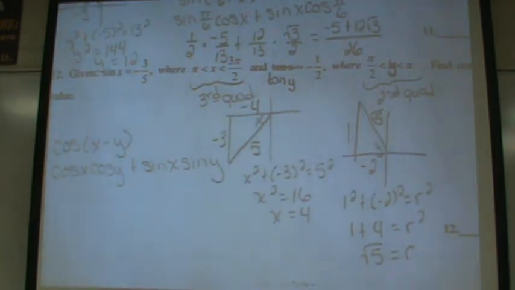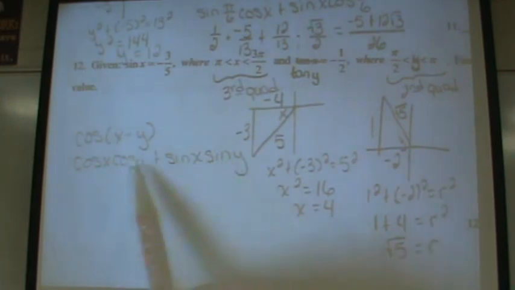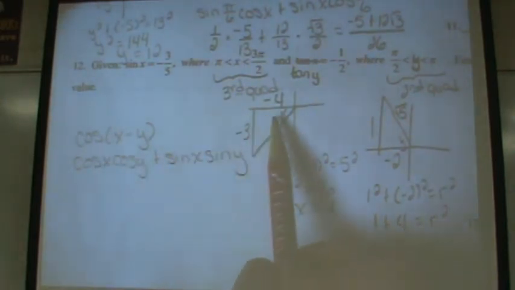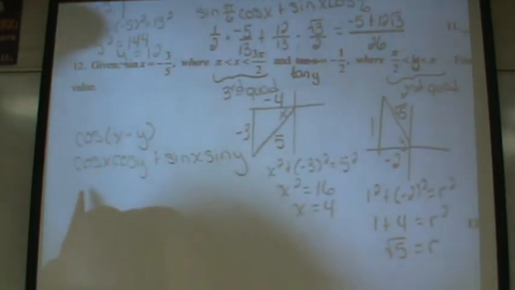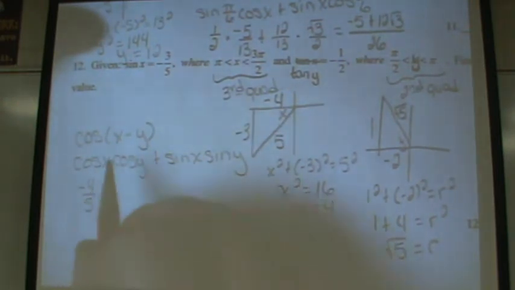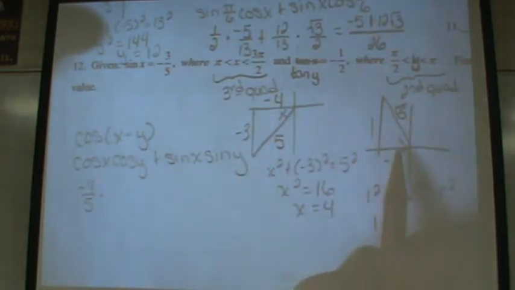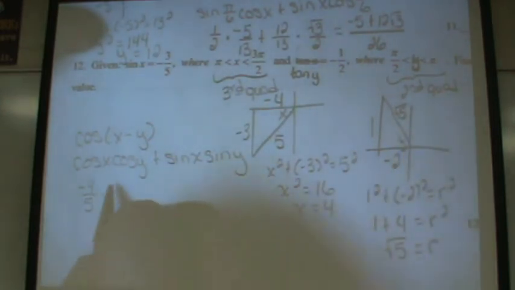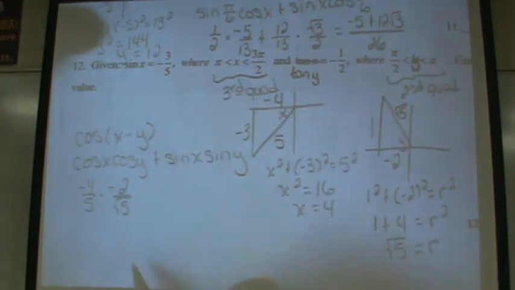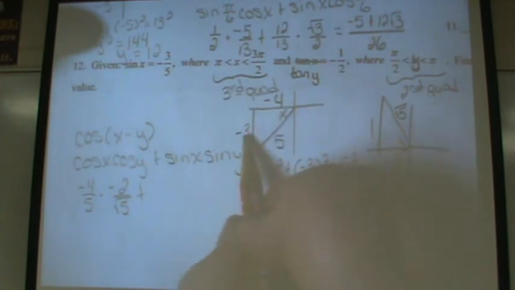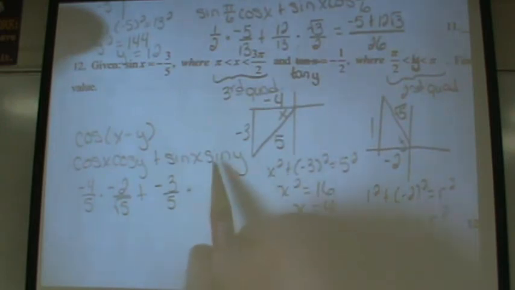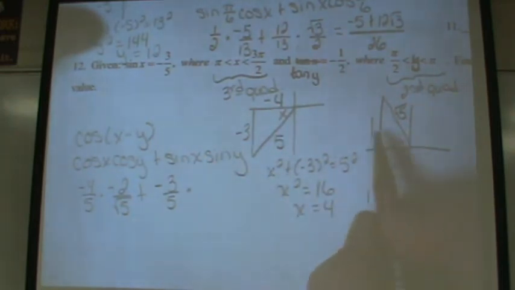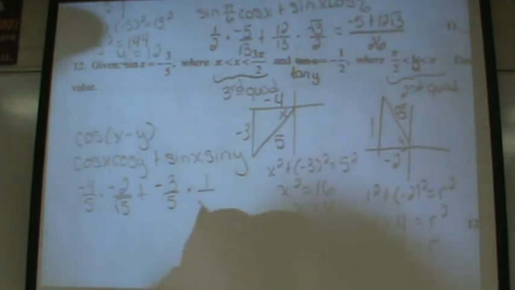So now we're going to use those two triangles to simplify our expression. We need to find the cosine of that angle x. Our cosine is adjacent over hypotenuse, so that's -4/5. Multiplied by the cosine of our angle y, again adjacent over hypotenuse, so that's -2/√5. We're adding that to the sine of our angle x, opposite over hypotenuse, which is -3/5. Times the sine of our y angle, opposite over hypotenuse again, so we have 1/√5.